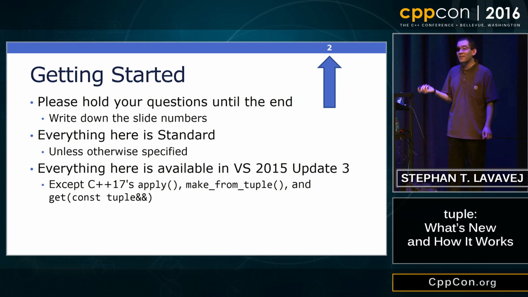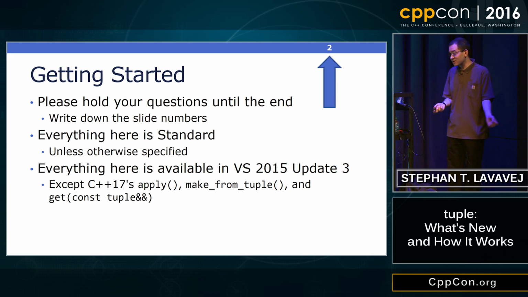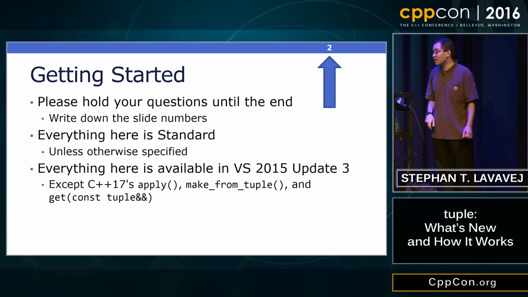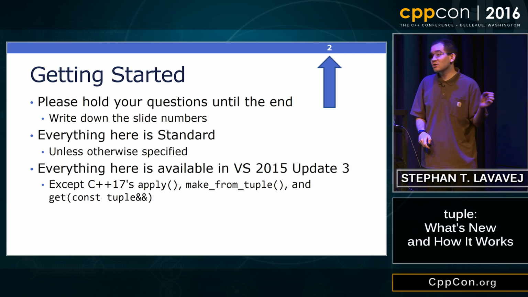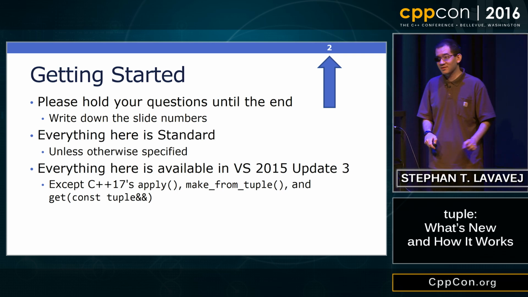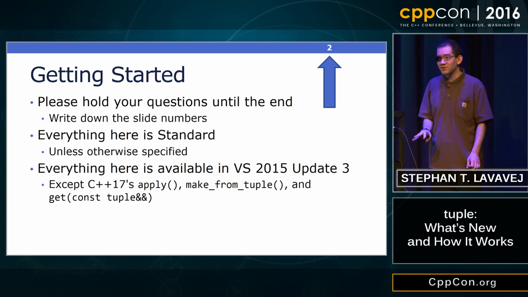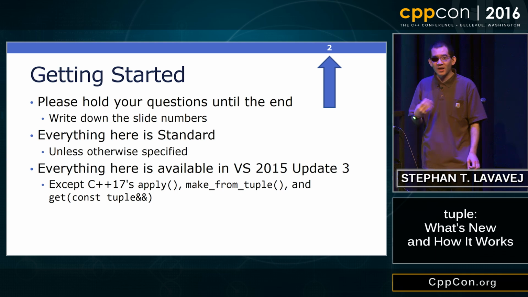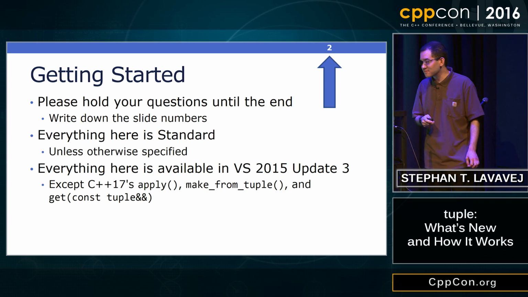Also, everything I'm going to talk about is standard. I left an unless otherwise specified in there just in case. Turns out I'm not actually going to talk about any non-standard behavior, I believe. And if I do, I'll mention it. And by the way, everything I'm going to talk about is actually available for you to use right now in Visual Studio 2015 Update 3, except for the stuff that was literally just voted into the standard, C++17's apply, make_from_tuple, and get for const tuple ref, and I'll mention the implementation status of those at the end.